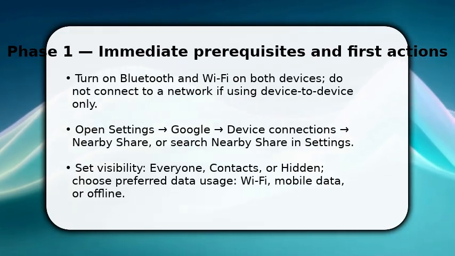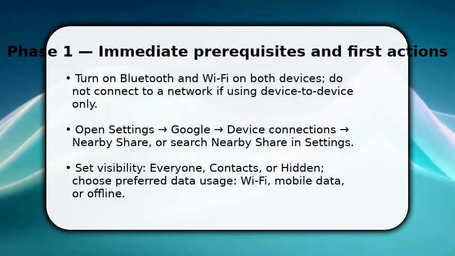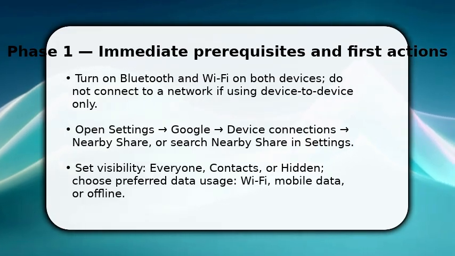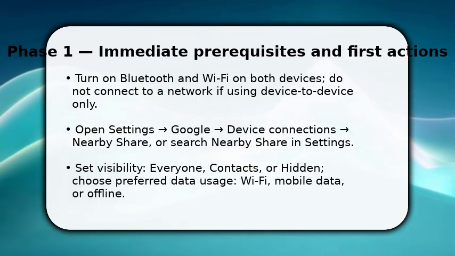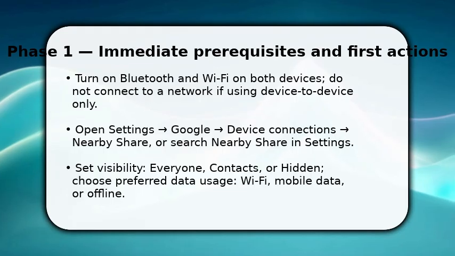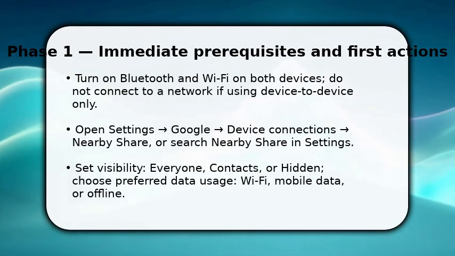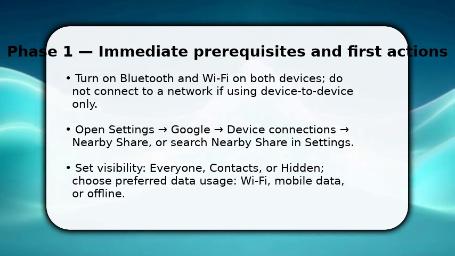Make sure you pick a visibility level you control: everyone when testing, contacts for privacy. Also choose data usage so transfers follow your limits. Wi-Fi only avoids mobile charges, while offline allows direct device pairing. Now you're ready to initiate a transfer from a file or the Share menu.